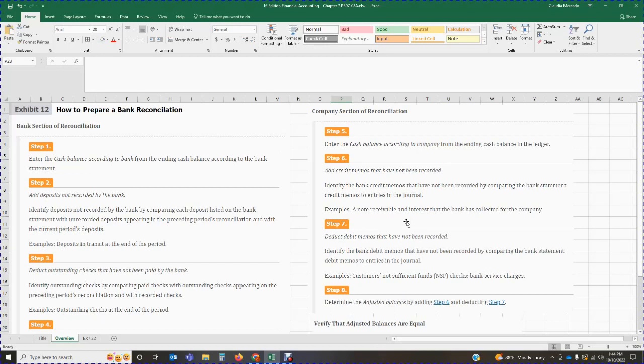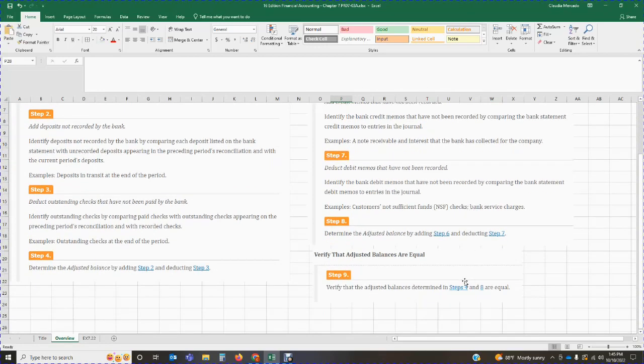So if someone owes us money and you know they're paying us maybe every 15th of the month, the bank is responsible for the collection of it. Now we need to record the entry on the company's records once the money has been collected. We're going to deduct any debit memos that have not been recorded. This could include NSF checks and bank service charges. And then we are going to determine the adjusted balance by adding steps 6 and 7, so we get the adjusted balance for the company section of the reconciliation.